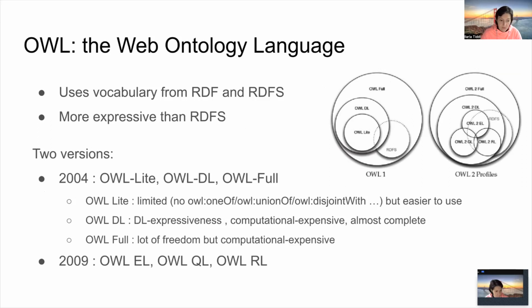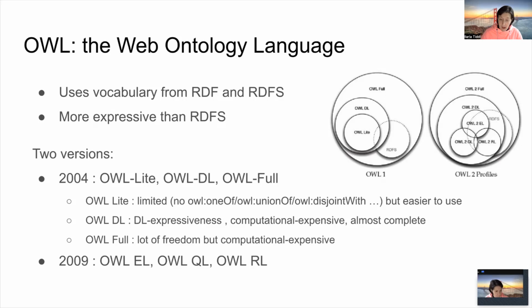Over the years, there have been two major versions presented. First, 3 sub-languages were defined. And these 3 languages go from the least expressive to the most expressive. So OWL Lite is the least expressive, then you have OWL DL and OWL Full. They go from less expressive to most expressive, but this also comes with a cost. So OWL Lite is easier to use, it's less expressive, and it has a limited number of restrictions.